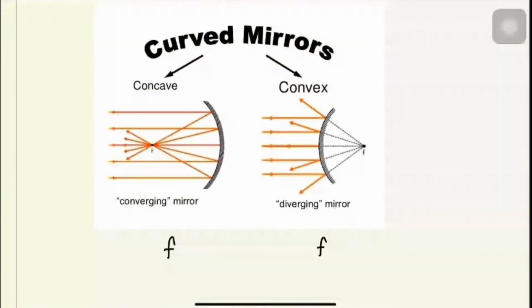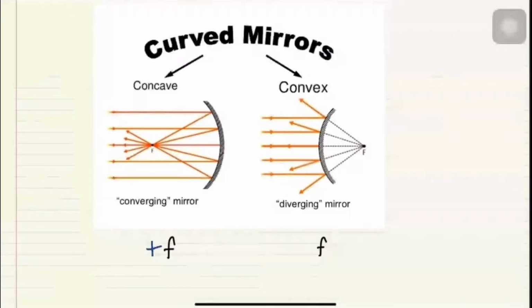So this one is actually positive F. Very good. And then the convex mirror, that one is a diverging mirror, so the behavior shows that it is actually a negative F.